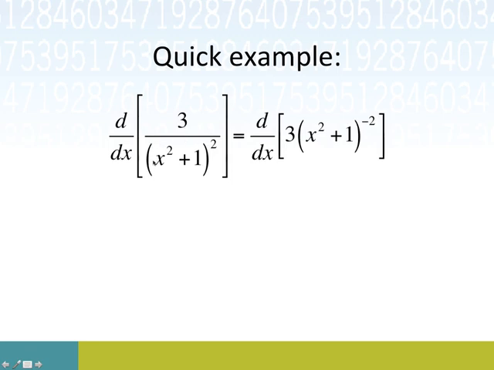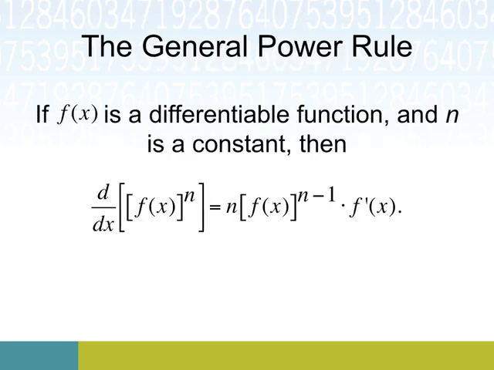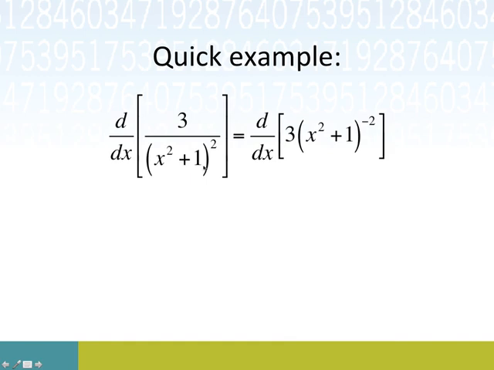So we'll try one out quickly. 3 over x squared plus 1 all squared. That doesn't initially look like it fits this description. I'll go back to the general power rule for just a second. It doesn't look like stuff to the nth power right off the bat. However, if we remember our rules for exponents, we could rewrite this entire denominator piece as x squared plus 1 to the negative 2. This 3 is still sitting out in front. It was in the numerator, so it's still sitting in the numerator.